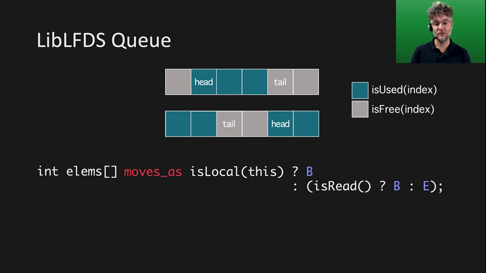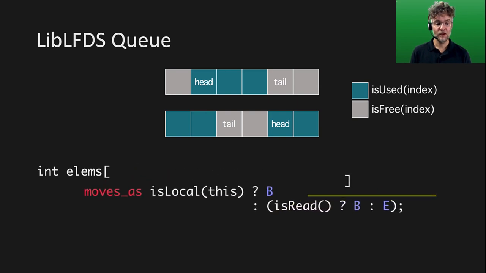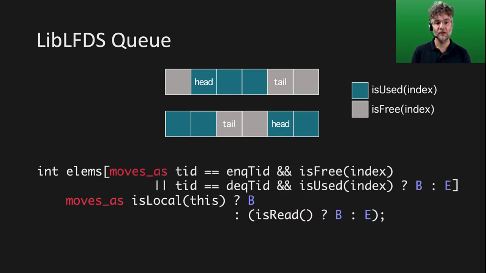The specification, which we've seen before, indicates that all accesses are both movers as long as the queue object is thread local, but if it's shared, the elems field is read-only. Reads are permitted, but writes are not. We also include in the declaration of elems the moves as annotation describing the synchronization discipline for each index in the array. And there are two cases where reads and writes will be both movers.